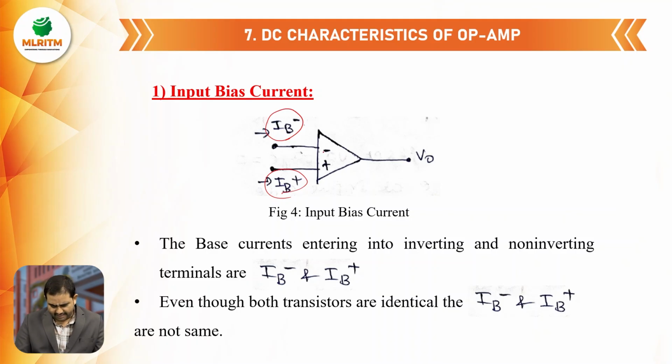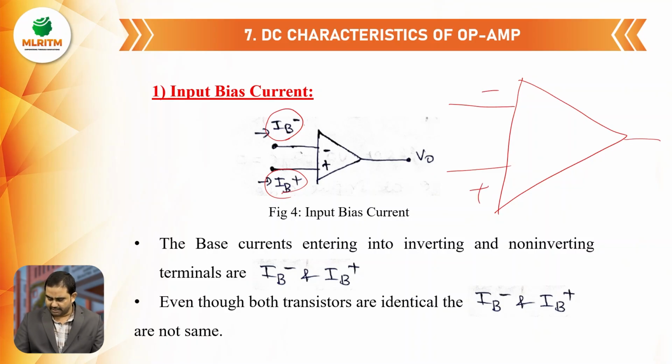Even though the transistors present at these 2 terminals are made of the same kind of material, IB minus and IB plus are different values. I will tell you why I am talking about the transistors. If you observe the op amp internally, I will draw a little bigger diagram. This is the op amp, minus terminal, plus terminal, input terminals, and this is the output.